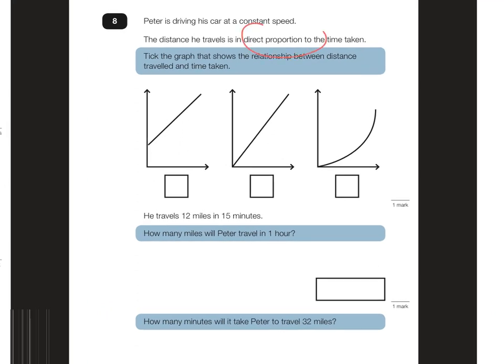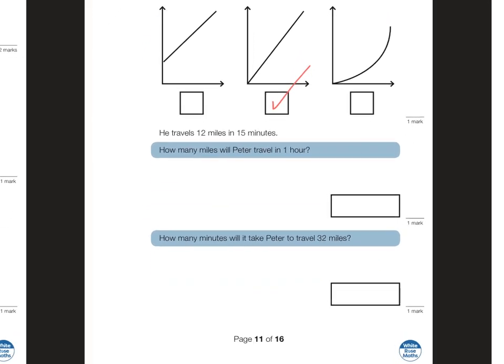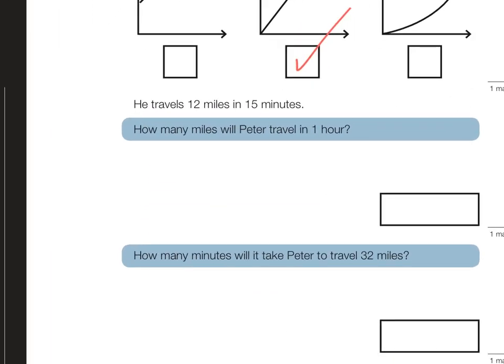Okay, direct proportion. Direct proportion means it has to go through the origin, and it's a constant speed, so it's linear, and a lot of you identified that. 12 miles in 15 minutes. Well, how many 15 minutes are there in an hour? 4 lots of 15 minutes, which means there'd be 4 lots of 12 miles, which is 48.